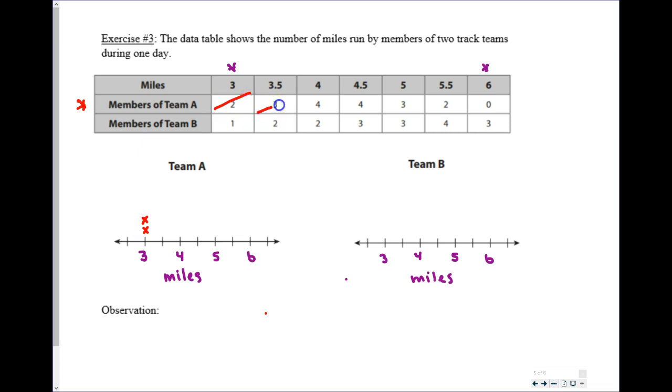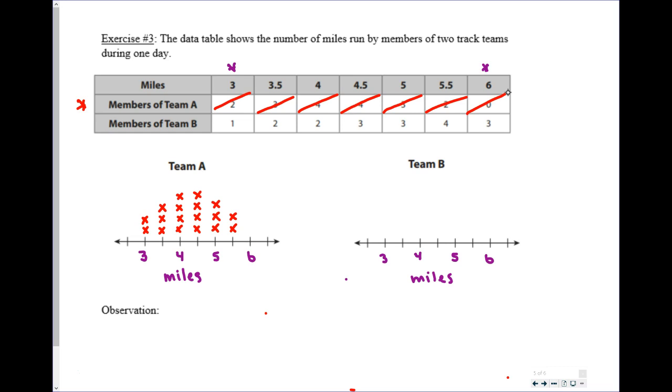Now 3 of them did 3.5. Now 3.5 is right in the middle here of 3 and 4, so I'm going to put 3 X's or dots there. 4 members ran 4 miles. So 1, 2, 3, 4. 4 members ran 4.5 miles. 1, 2, 3, and 4. 3 members ran 5 miles. 1, 2, 3. And 2 members ran 5.5. And no members ran 6, so I don't need to put an X for that.